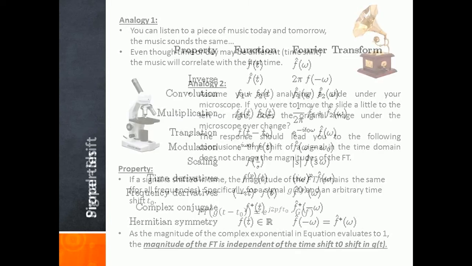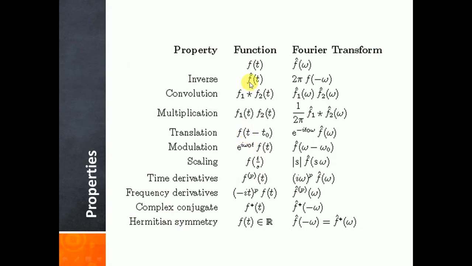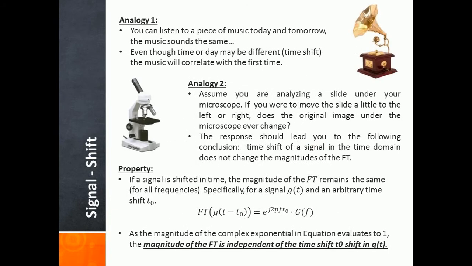So one of the properties, for instance, is the shift property. It means that if f of t's Fourier transform is F of omega, then the shifted version of the signal will look something like this. If you look at this, what we added here is an exponential component. Adding an exponential component means the magnitude does not change. The only thing that does change, however, is the phase component, but the magnitude doesn't change.